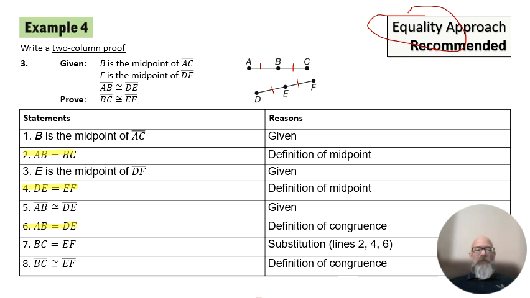Oh, wait a second. Look over here. AB. Oh, AB is equal to BC, so this is really BC. DE. Oh, DE is really EF. So this is really EF. Okay, so AB is really BC, and DE is really EF. So this is BC equals EF. That's where BC equals EF comes from. Substitution is your reason. Lines 2, 4, and 6.